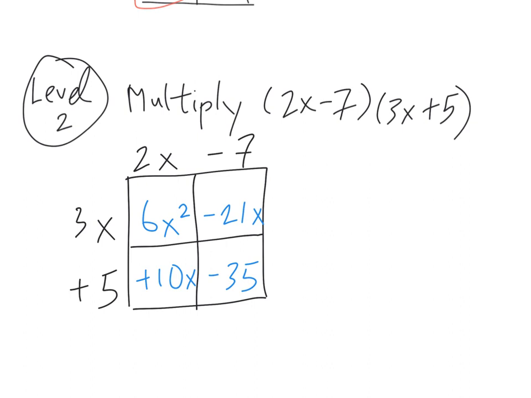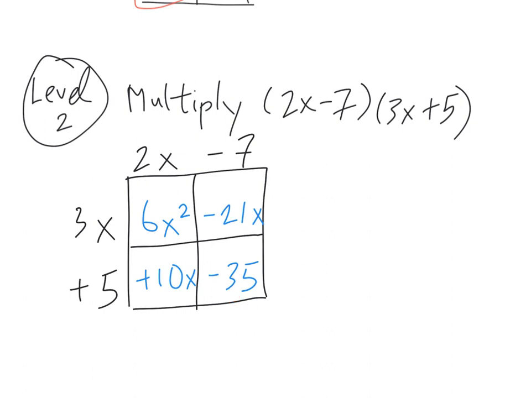All right, this is what we have right now. Take a look. 2x and 3x, 2 times 3, multiply the coefficients together. 2 times 3 is 6, and then x times x is x squared. Therefore, 2x times 3x would give you 6x squared. 3x times negative 7 is negative 21x, 2x times 5 is 10x, and then 5 times negative 7 gives you negative 35.